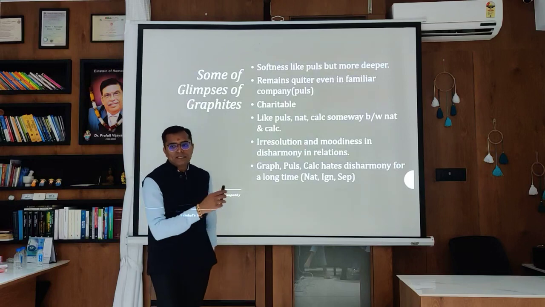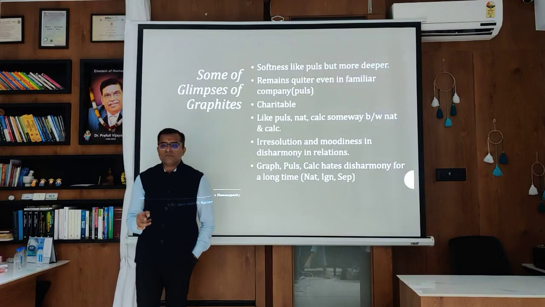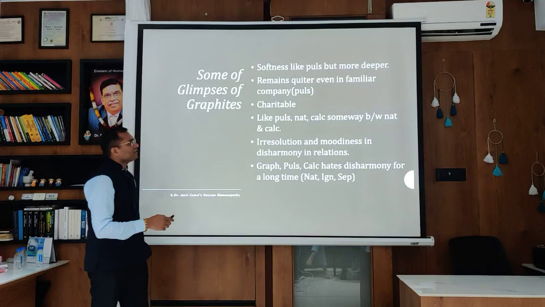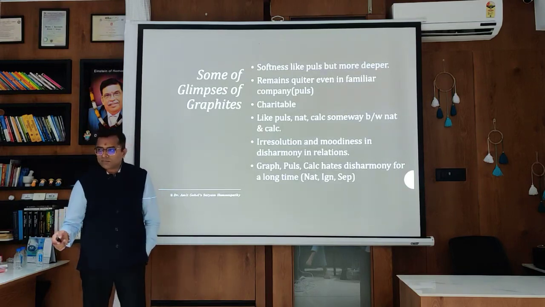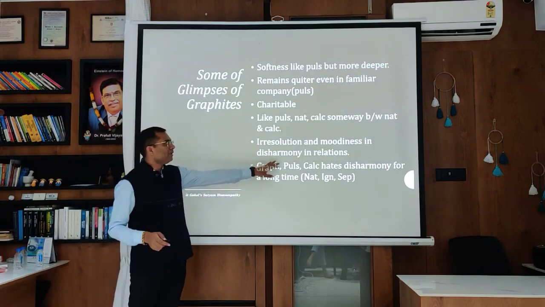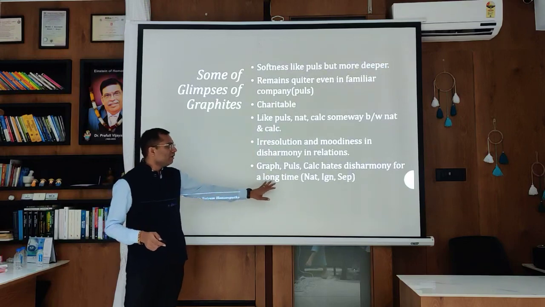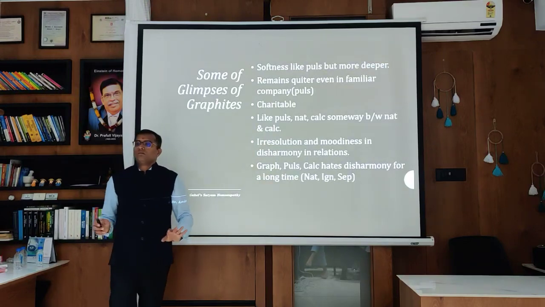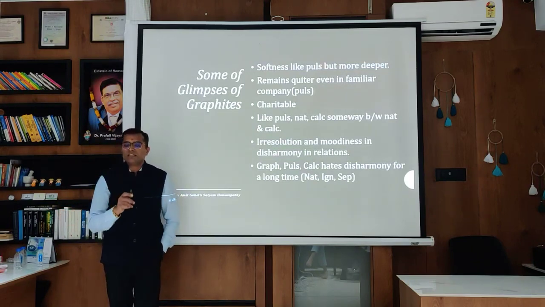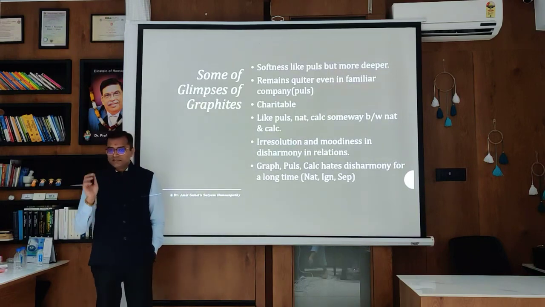Some glimpses of graphites: softness like pulsatilla but deeper. They remain quieter even in familiar company. Charitable like pulsatilla, natrum, calcarea, somewhere between natrum and calcarea carb. You can think of graphites. Irresolution and moodiness, disharmony in relationship. Graphites, pulsatilla, calcarea had disharmony for a long time. Nobody wants disharmony. So natrum, ignatia, sepia, staphysagria, graphites, pulsatilla and calcarea all want harmony in the family. Okay.